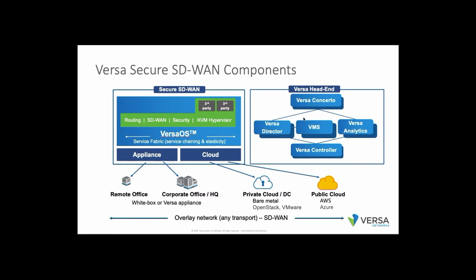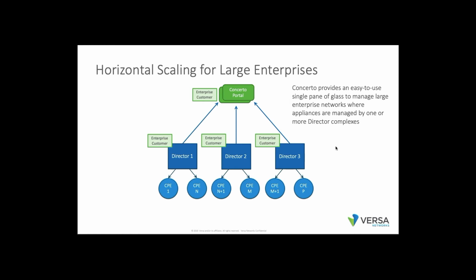So as you can see here, Concerto portal is going to sit on top of director controller analytics. The communication between the Concerto portal and the Versa director and analytics is over the REST APIs, and it also uses a Kafka messaging bus to communicate with Versa director and analytics. So in this deployment model, as you can see, a Concerto portal can be used for large enterprise deployments, where it can talk to one or more DCA complexes.